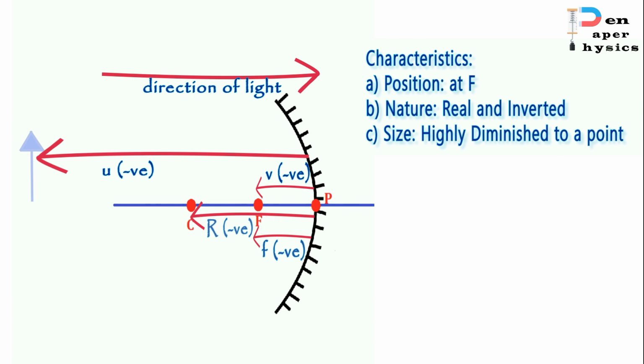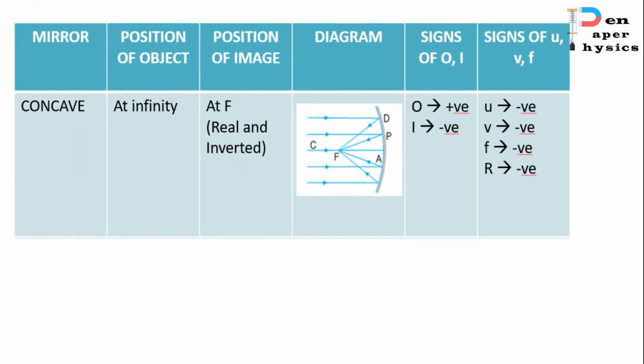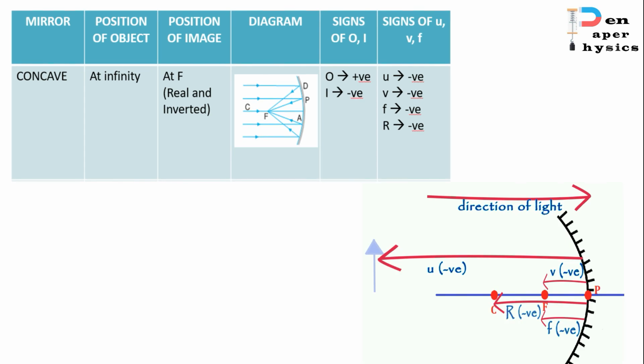So definitely R and F is also negative. The object is above the principal axis, so the height of the object O is taken as positive, and the image is real and inverted, so we assume the image will be below the principal axis, so the height of the image I will be negative. So from here we can finally conclude that O is positive, I is negative, and U, V, F and R, all of them are negative in this case.